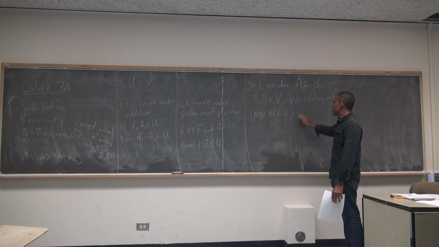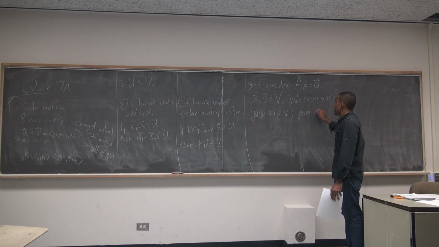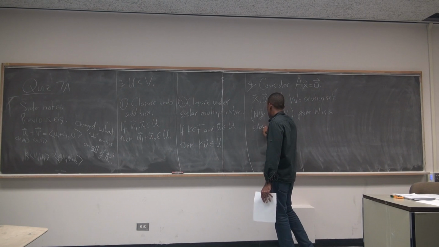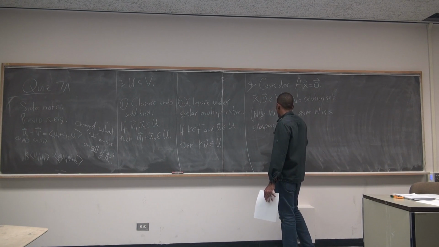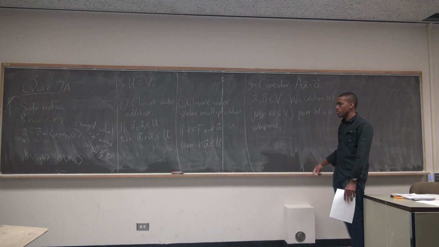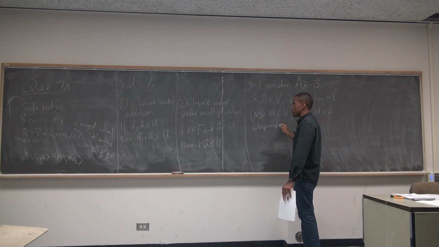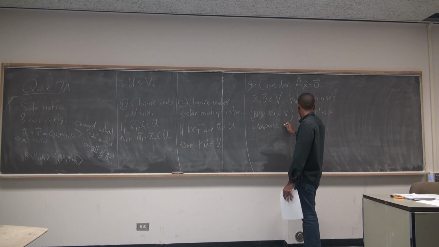And I want you to prove W is actually a subspace. Meaning, the solution set to a homogeneous equation is actually a vector space. And later on, we're going to even call this the solution space because of that. This is a subspace of V.